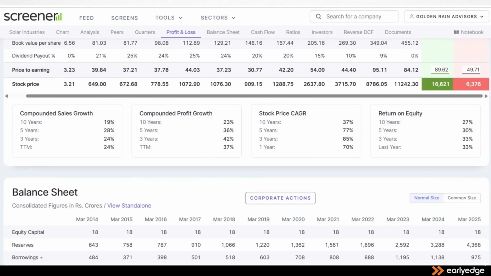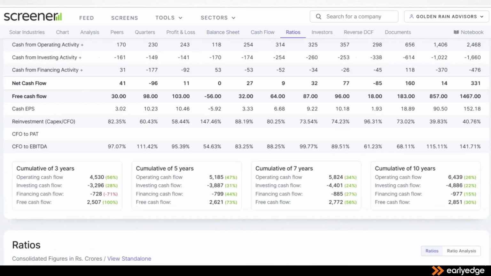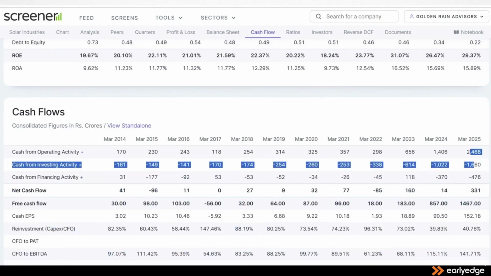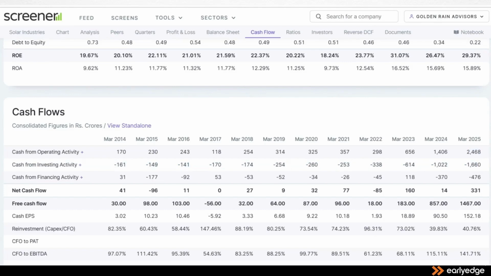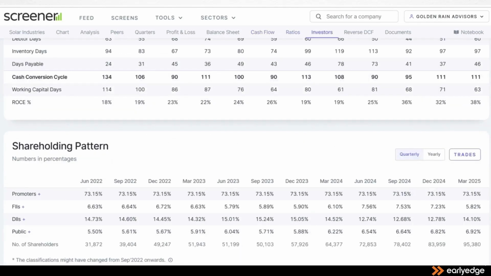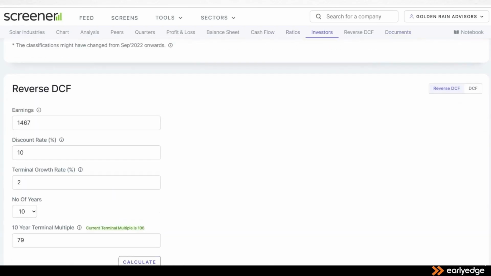Again, when it comes to free cash flow, look at the kind of investments they have made in terms of investing activity. If you take Asian Paints, they are not investing much. They don't have to invest much. So the cash from investing activity is not much, and the free cash flows are higher. But with Solar, they are investing aggressively. And that is one of the reasons why you can see that it is trading at a higher PE, because they are investing for the future.